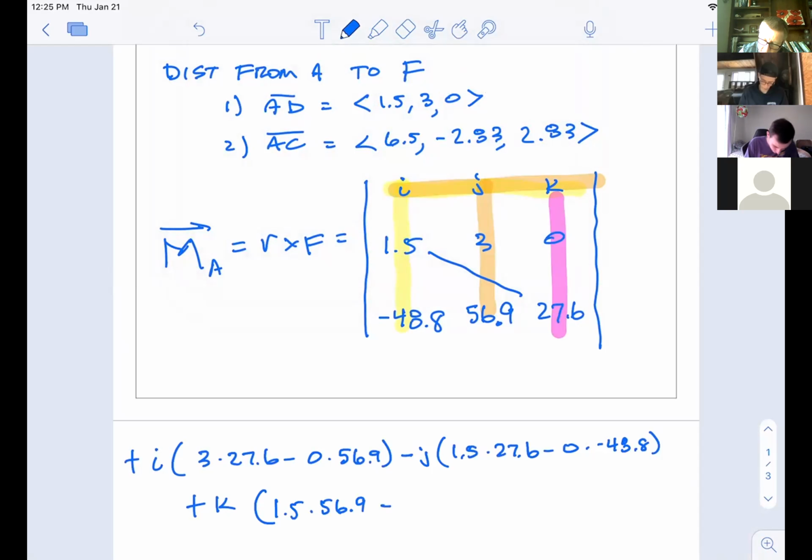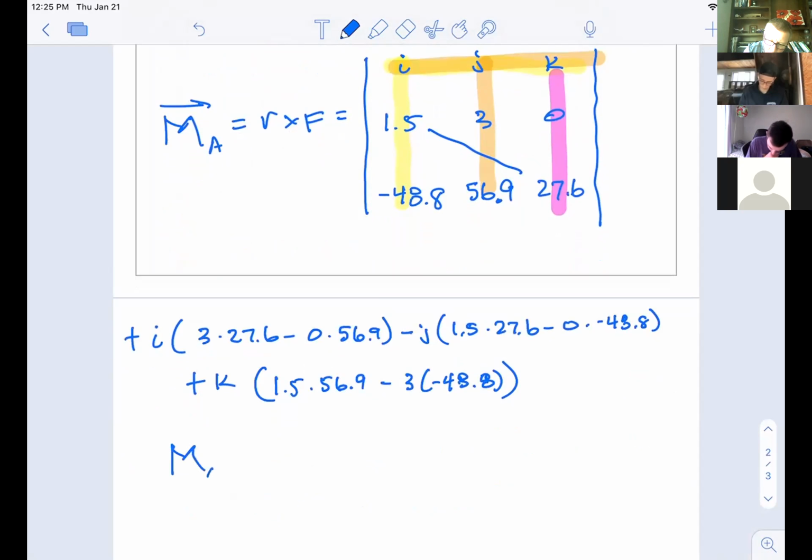And again, the answer is a vector. So the moment around A, the desire to rotate around A, is this vector. I'm going to write it without I's, J's, and K's, in vector form. So all I have to do is go 3 times 27.6 minus nothing, and I get 82.8. Second one, I have the same thing. I go 1.5 times 27.6 minus 0 times something. I get a positive, but remember there was a negative out in front of this, so that's actually going to go down as a negative number.